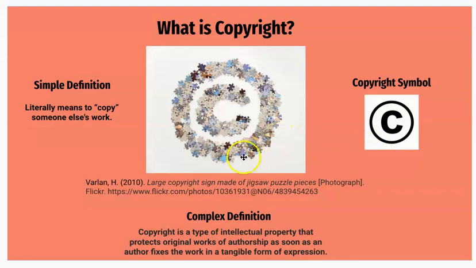So as you can see, I have a little picture that I got from Flickr that is a copyright symbol with puzzle pieces, but it is a Creative Commons image. So I was allowed to use it, but I had to add an in-text citation for it. But the complex definition is copyright is a type of intellectual property that protects original works of authorship as soon as an author fixes the work in a tangible form.